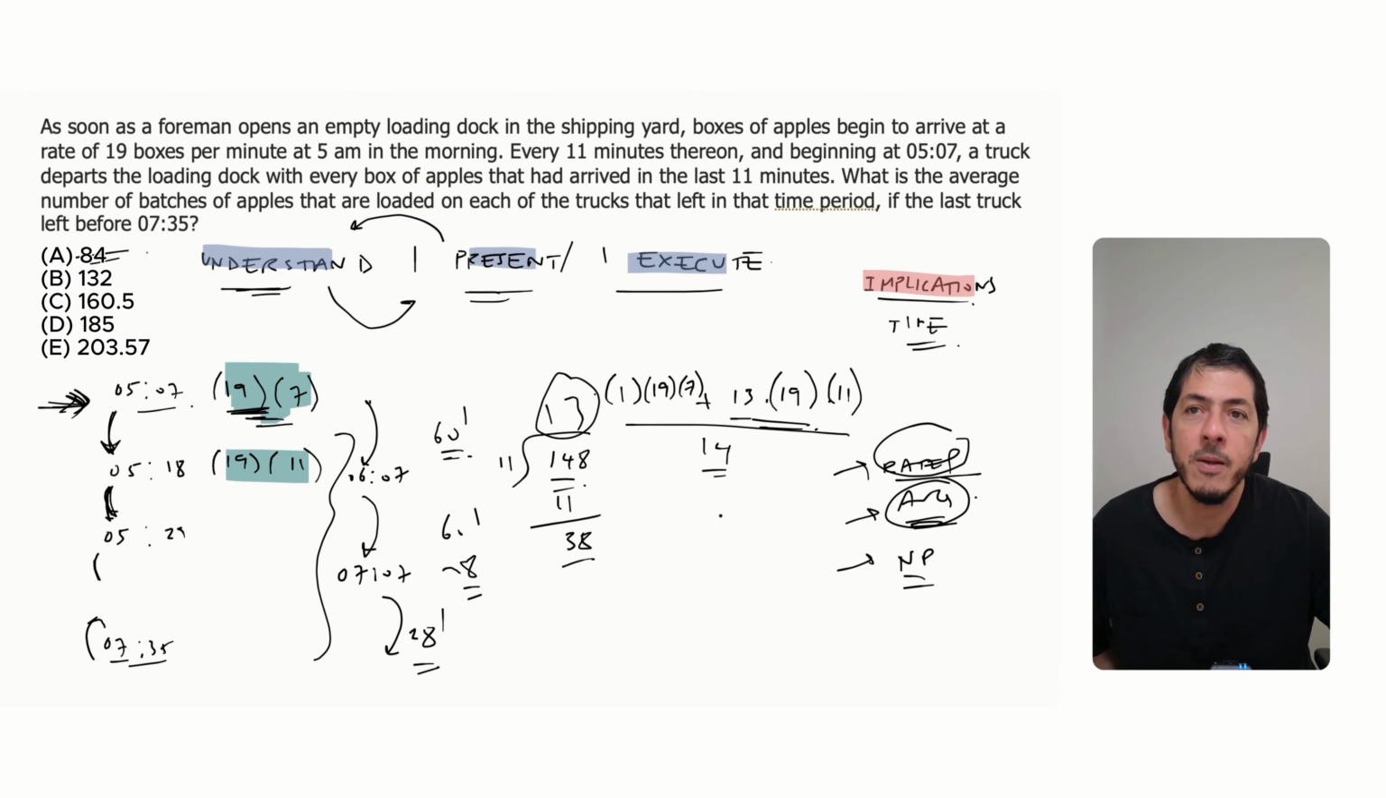They're asking us for the average number of boxes. What is the average number of batches of apples that are loaded on each of the trucks that left? So I'm going to have to divide by 1 plus 13. So again, the concept of averages needs to be super sharp.